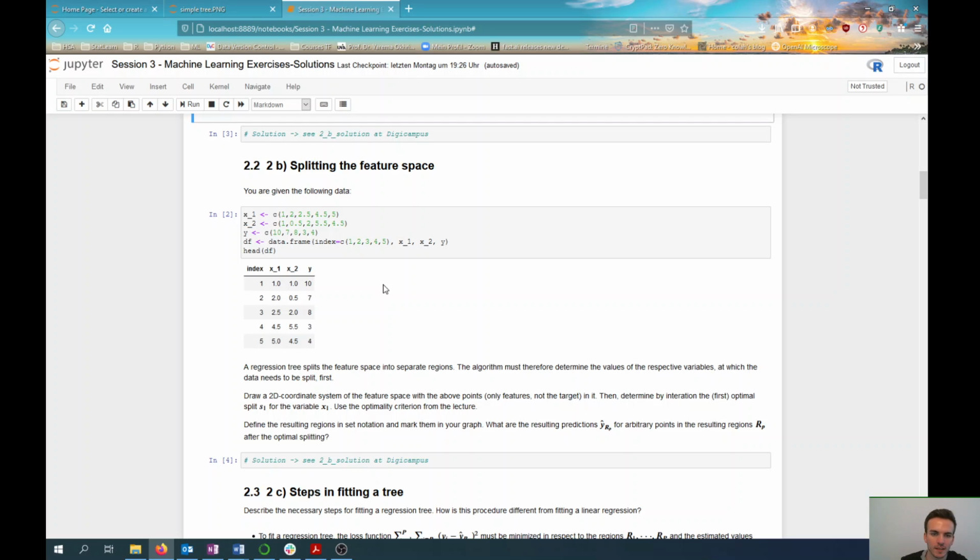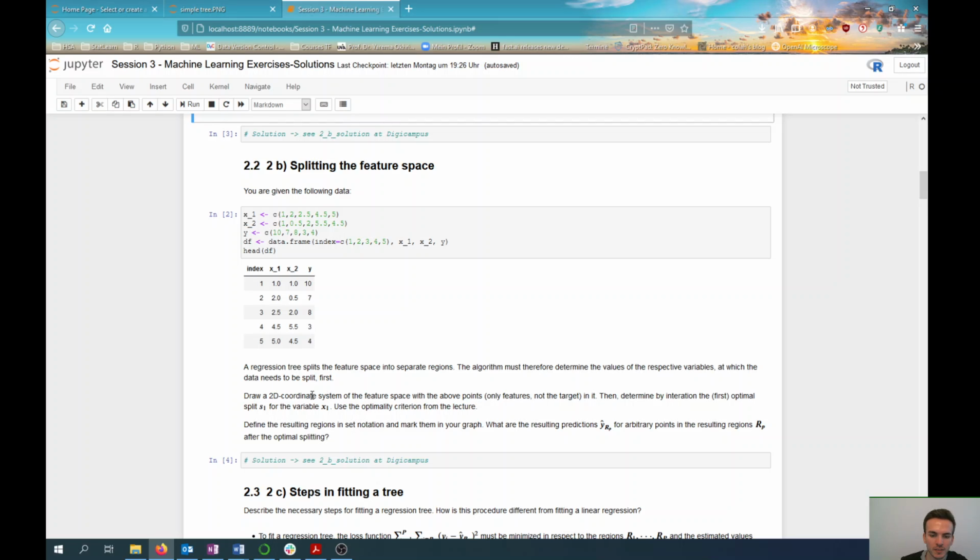Now the next exercise, exercise 2b, will concern the splitting of the feature space of regression trees. A regression tree splits the feature space into separate regions. The algorithm must therefore determine the value of the respective variables at which the data needs to be split first.